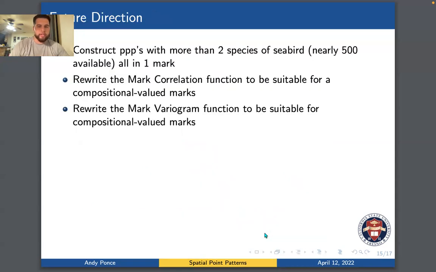And so now for the future direction. The next thing we have to do is construct a point process with more than just 2 species. Remember, we have about 500 species in the data set, and we want to take advantage of that. But also, you notice that the plots for the 2 birds were separate. And that's because the marks are still being handled separately. But we want to figure out a way to do the marks so that the compositions are all together in 1 mark. And we also need to rewrite the correlation function and the mark variogram functions, as mentioned earlier, so that they better fit compositional valued marks.